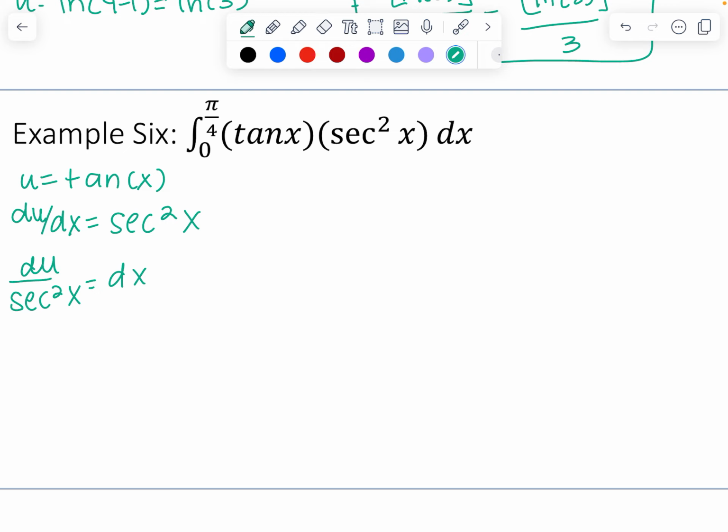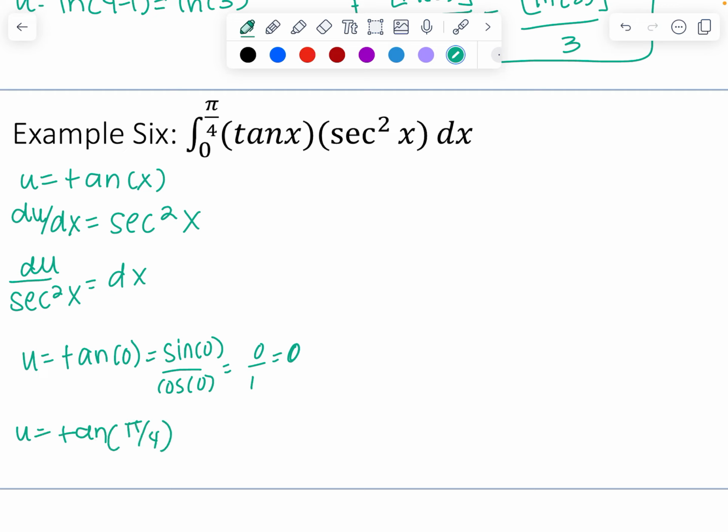And then again, let's work with our bounds to change them. So if u equals tangent of x, tangent of 0 is, remember, tangent is always sine over cosine. So if you forget this, it's sine over cosine. Sine of 0 is 0, and cosine of 0 is 1, so it's just 0. And then if I want to find tangent of pi over 4, again, that equals sine of pi over 4 over cosine of pi over 4, and sine of pi over 4 is the square root of 2 over 2, and so is cosine, so that equals 1 right there.